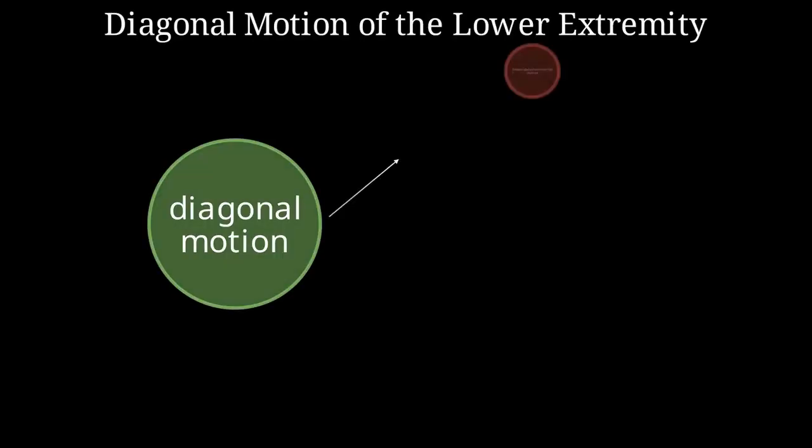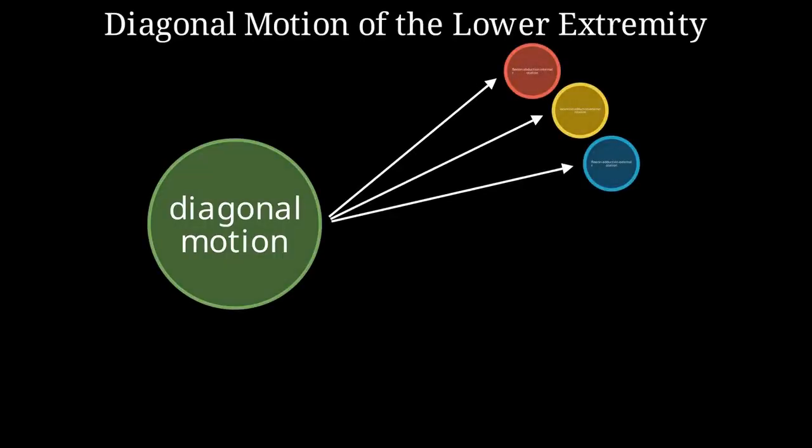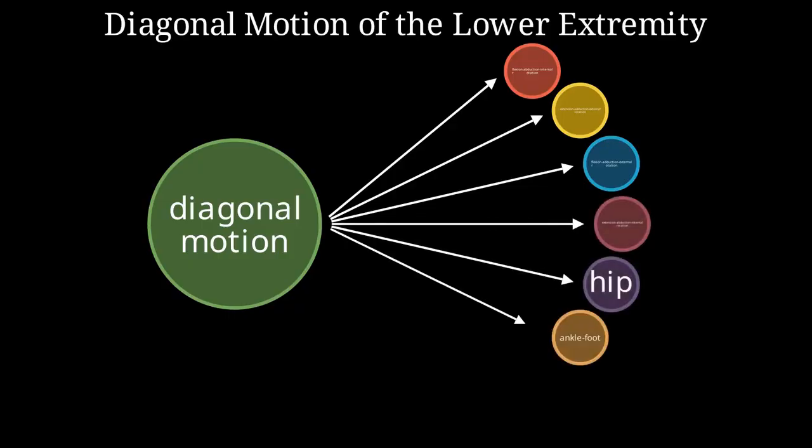The lower extremity moves in two main diagonal patterns: flexion, abduction, internal rotation with extension, adduction, external rotation, and flexion, adduction, external rotation with extension, abduction, internal rotation. The hip and ankle foot complex work together in these patterns, while the knee can flex, extend, or remain still. Proper timing starts with movement at the toes, foot, and ankle, followed by the other joints.